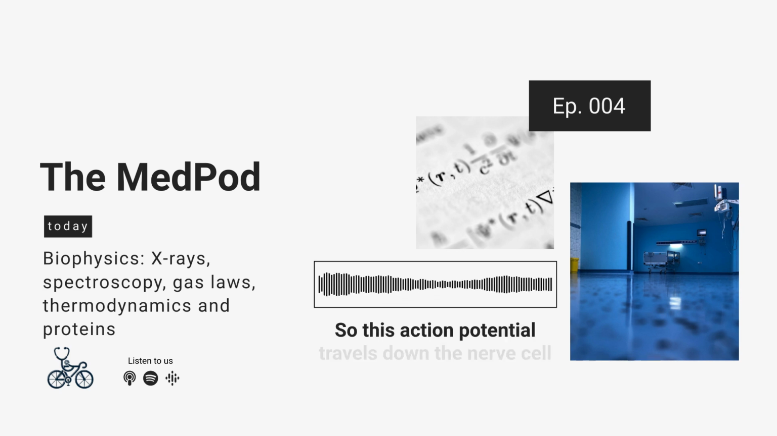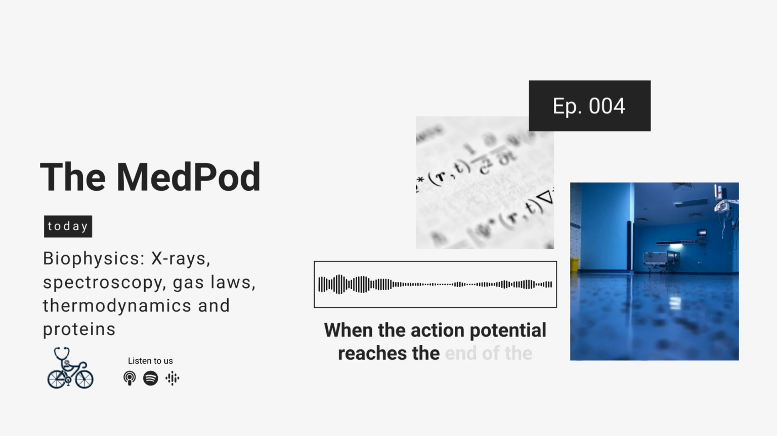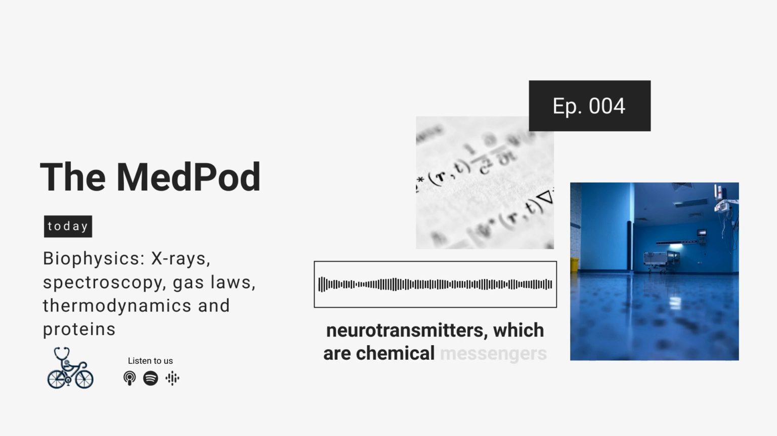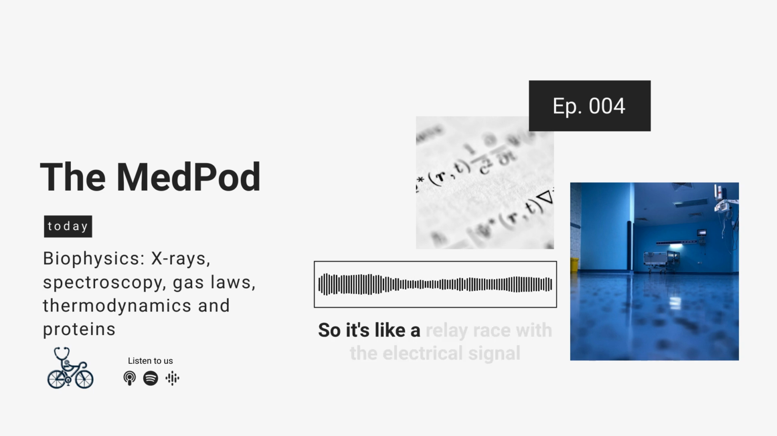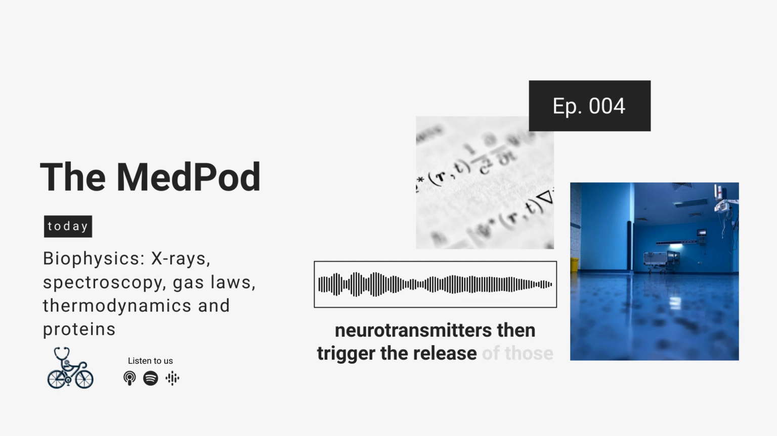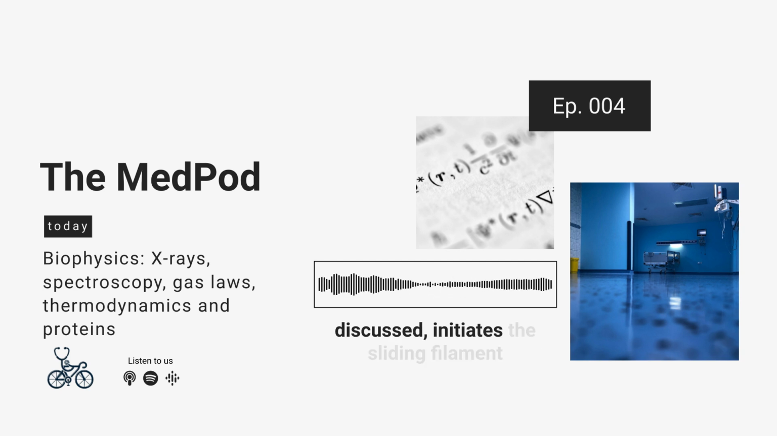So this action potential travels down the nerve cell and eventually reaches a muscle fiber. What happens then? When the action potential reaches the end of the nerve cell, it triggers the release of neurotransmitters, which are chemical messengers that bind to receptors on the muscle fiber's membrane. So it's like a relay race with the electrical signal passing the baton to a chemical messenger. A great way to think about it. And these neurotransmitters then trigger the release of those calcium ions inside the muscle fiber, which, as we discussed, initiates the sliding filament mechanism and muscle contraction.